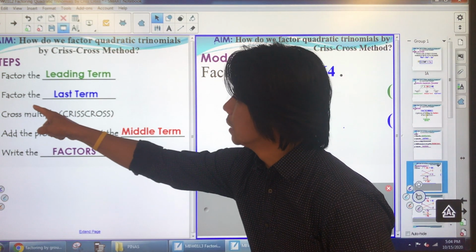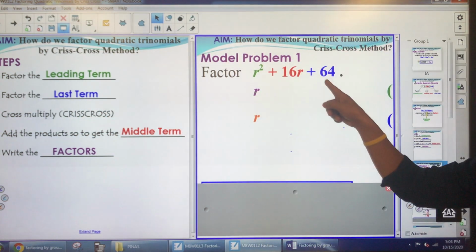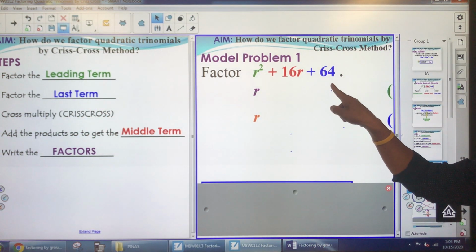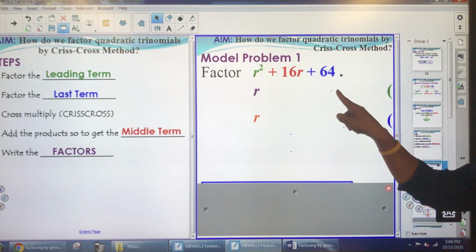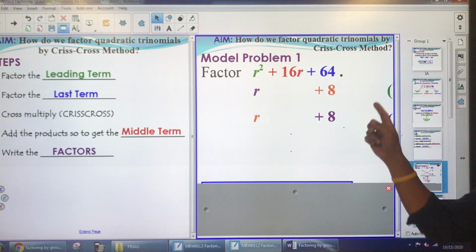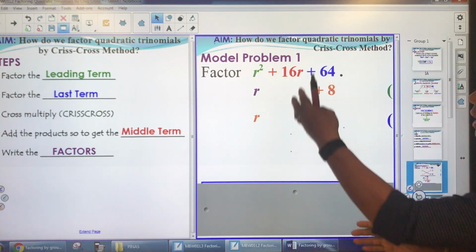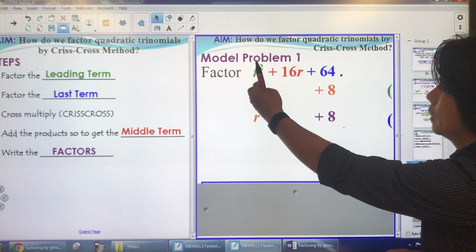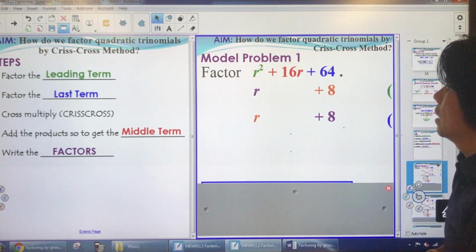Second step, factor the last term. The last term is positive 64. What are the factors of 64? Positive 8 times positive 8. Now notice how I wrote the factors. I aligned them, one factor under the other.